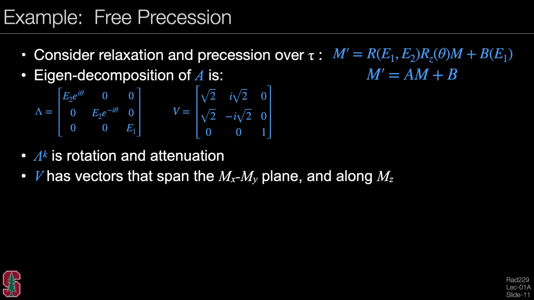The eigenvector matrix has vectors that span the mx-my plane and another vector along mz. Notice that these are completely independent, which makes sense because we know that we're going to have transverse relaxation and longitudinal recovery. Notice also that we have free precession. The steady state here is simply the equilibrium magnetization.